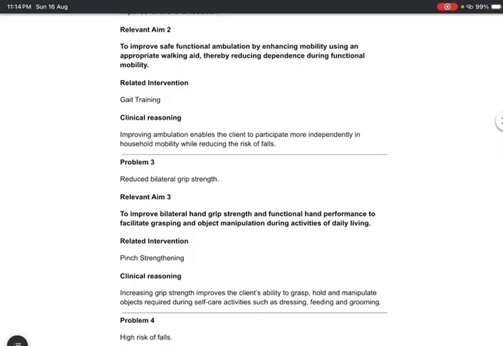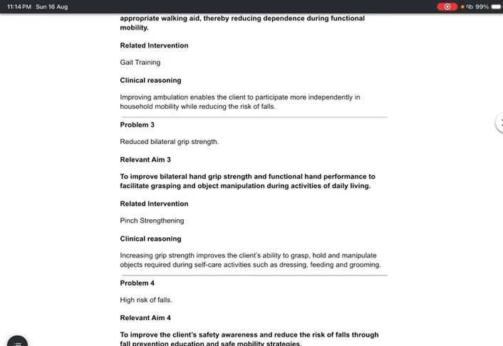The third aim is to improve bilateral hand grip strength and functional hand performance to facilitate grasping and object manipulation during ADLs. This aim is related to graded pinch strengthening. The clinical reasoning is that increasing hand strength may improve Mr. K's ability to grasp, hold, and manipulate objects required during self-care activities such as dressing, feeding and grooming.